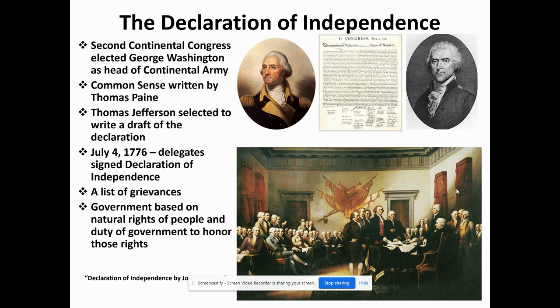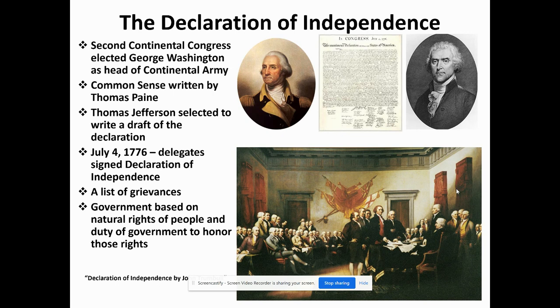You also have those that are going to start to spread the fire, this desire of independence. Because remember, a lot of colonists still consider themselves British. We're British subjects. What are we doing? We're part of Great Britain. And so you have people that were instrumental in fanning the flames of this idea that we are going to be independent and free from Great Britain.